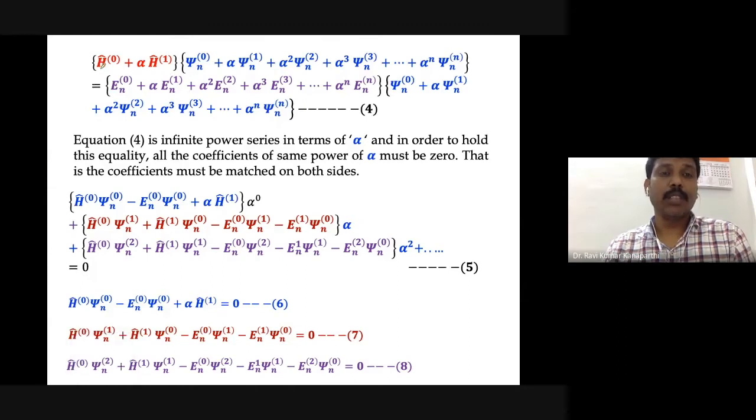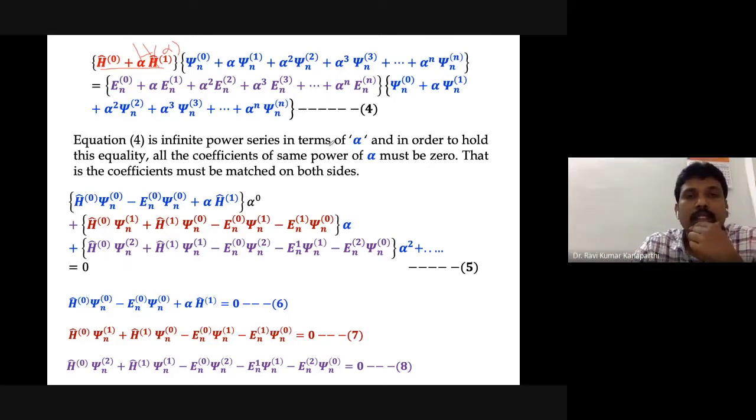So this is the H of alpha, and this is the psi n of alpha, and this is the E n of alpha, and this is the psi n of alpha. Now, as you can realize, this is an infinite power series. The wave functions are expressed in terms of the Taylor expansion series in the perturbation parameter, and it is an infinite power series.